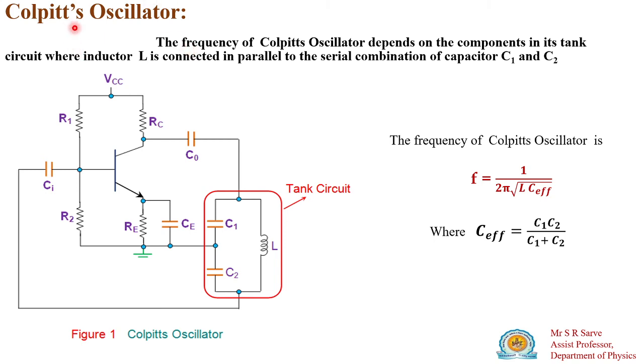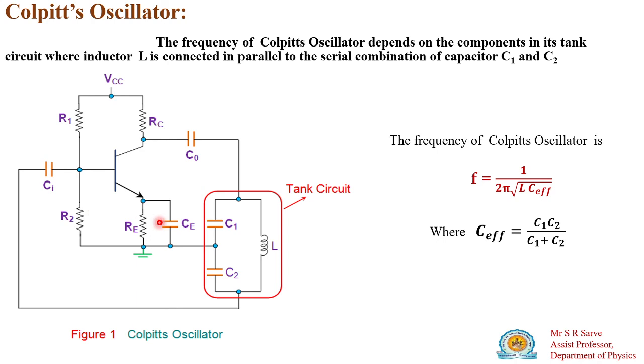Second is your Colpitts oscillator. The Colpitts oscillator consists of two capacitors which are connected in series, and these two capacitors connected in series are connected in parallel with this inductor. And what is the frequency of the Colpitts oscillator? Here also this tank circuit forms the feedback circuit. This one is your amplifier, and the amplifier output is given to this feedback circuit, and the feedback circuit output is given to the input of this amplifier.